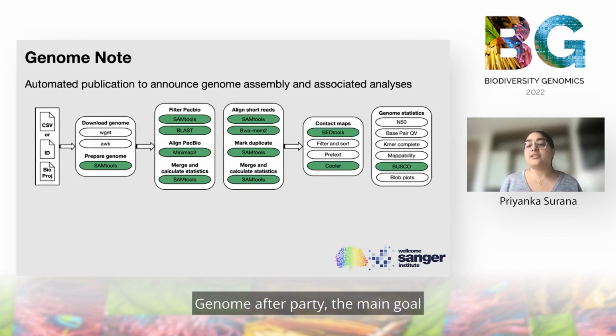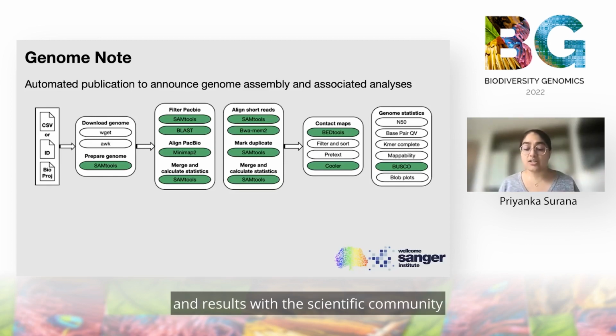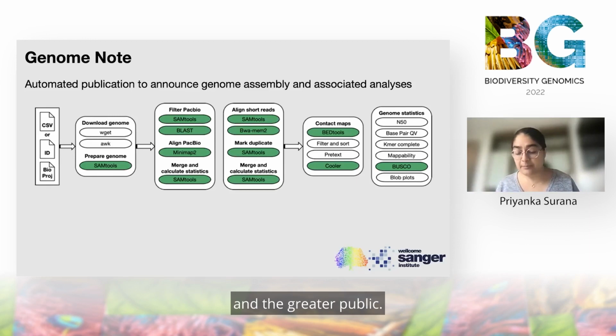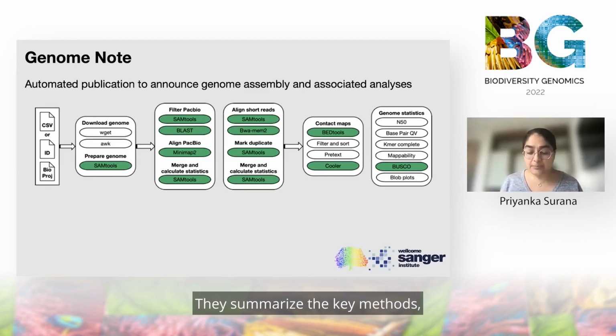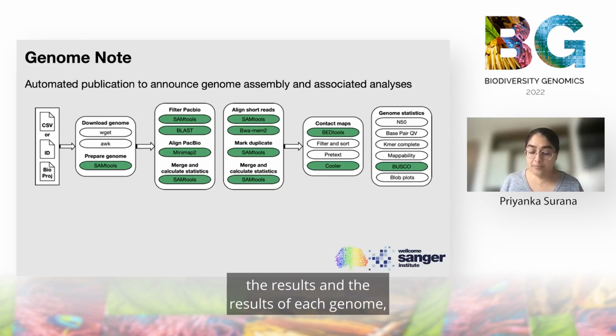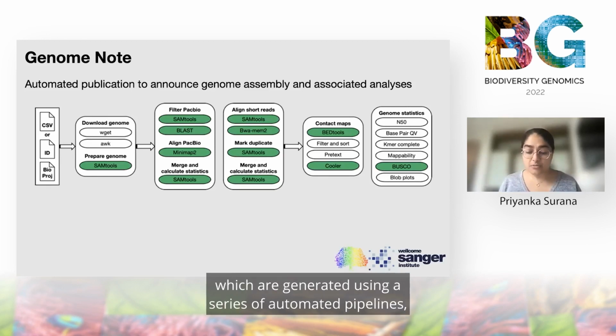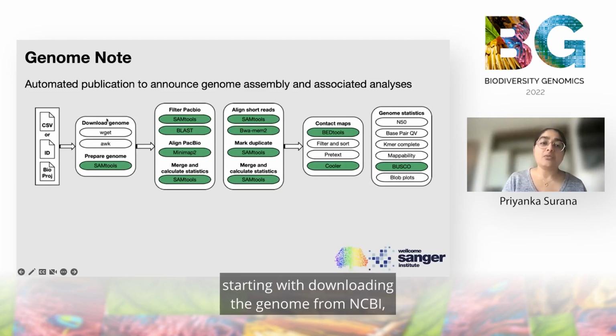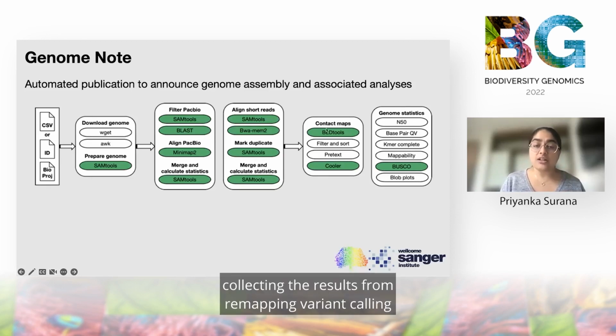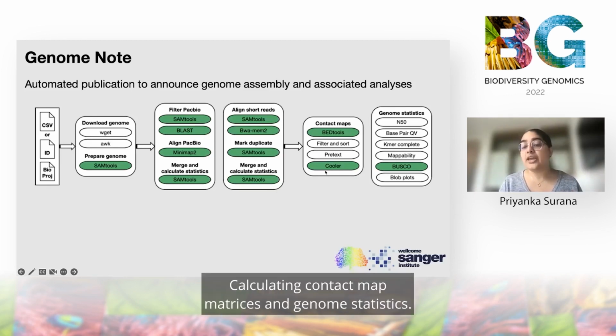In Genome After Party, the main goal is to generate these genome notes. Genome notes are our automated publications that allow us to share data, code, and results with the scientific community and the greater public. They summarize the key methods and the results of each genome, which are generated using a series of automated pipelines, starting with downloading the genome from NCBI, collecting the results from read mapping, variant calling, and blob toolkit pipeline, calculating contact map matrices and genome statistics.